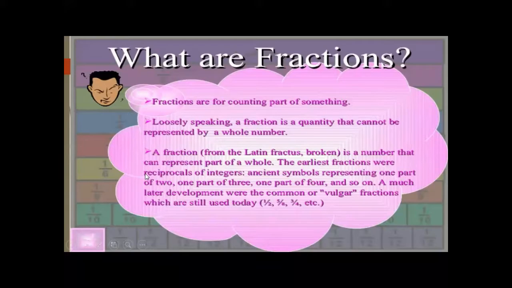The earliest fractions were reciprocals of integers. Ancient symbol representation: one part of 2, one part of 3, one part of 4, and so on. A much later development were the common or vulgar fractions, which are still used today: 1 upon 2, 5 upon 8, 3 upon 4. This is in fraction form, 5 upon 8 is in fraction form, 3 upon 4 is also in fraction form.